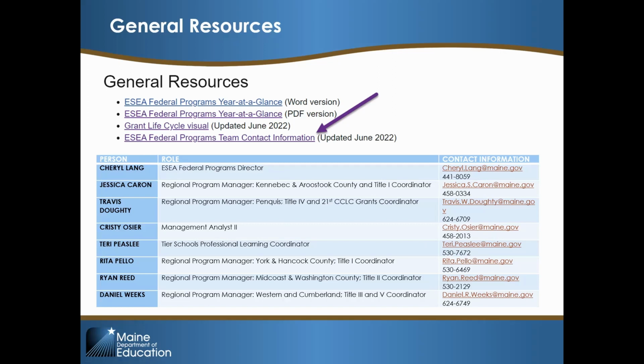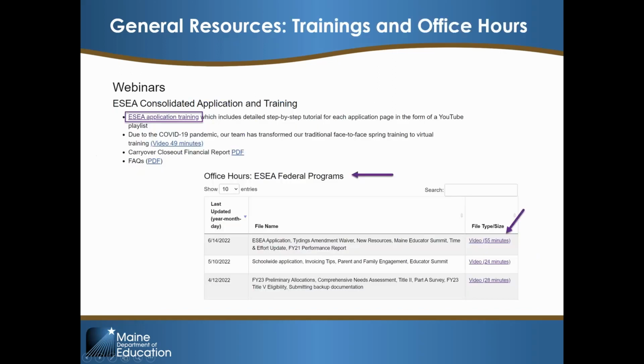Also, you will find our contact information for who your regional program manager is and which people you will be working with for your programming. You can find that PDF by clicking here. It will look just like the table you see here. Also under General Resources are trainings and office hours. I specifically want to draw your attention to the ESEA application training, which is a YouTube playlist with bite-sized chunks of training videos on the different pages of the application. That can be a very helpful resource for you as you go through completing and submitting your application.